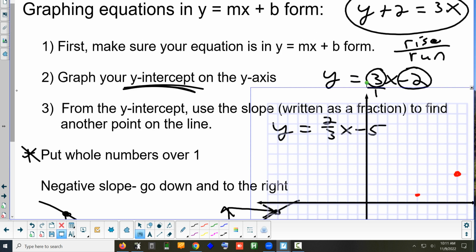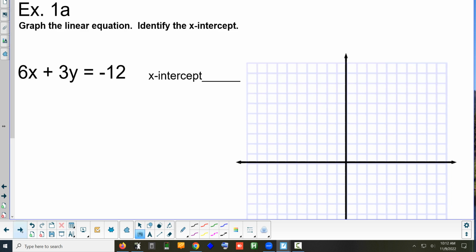Questions on those 3 steps? Let's try a couple examples.